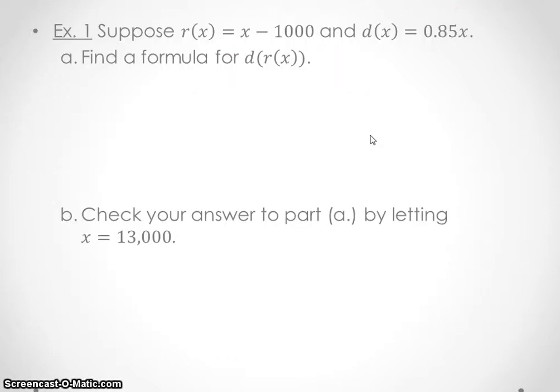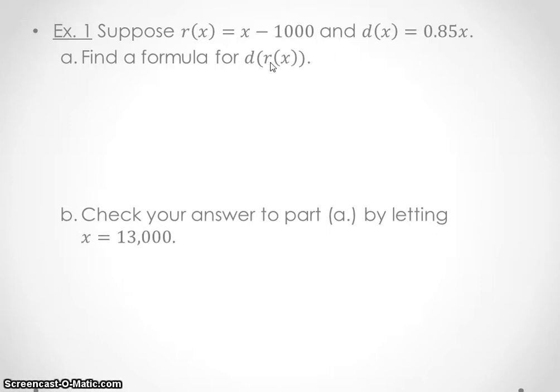Alright, example 1. Suppose R of x equals x minus 1,000 and D of x equals 0.85 times x. If you notice, these are our rebates and our discount from the first problem here. So this is kind of how you would see the setup of your compositions that you're going to be doing tomorrow. It says A, find a formula for D of R of x.